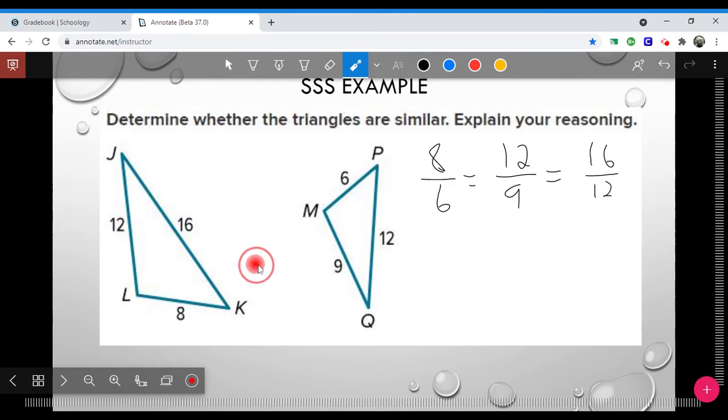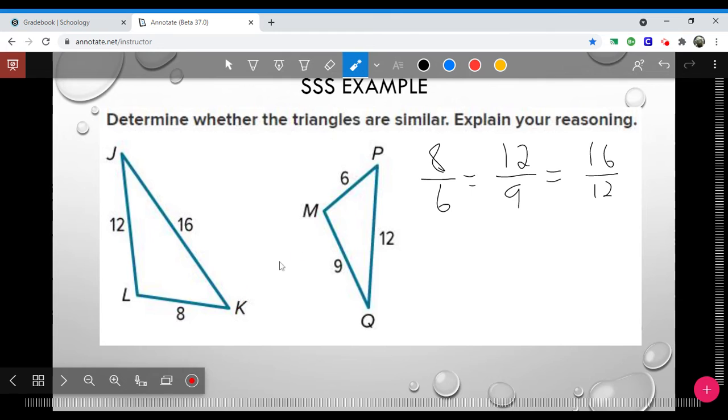And so this is what most of your homework is going to look like: determine whether the triangles are similar. Again, I could use angle, angle, but I don't know anything about the angles. So I know numbers about the sides. And now I put 8/6. First, let's talk about why I pair up 8 and 6. If I look at this triangle, 8 is the smallest number. If I look at the triangle over here, 6 is the smallest number. So I'm going to pair up the smalls, the middles, and the largest.